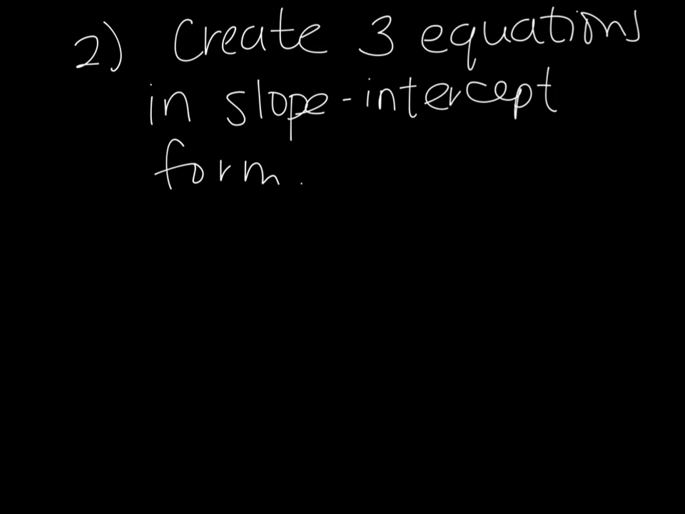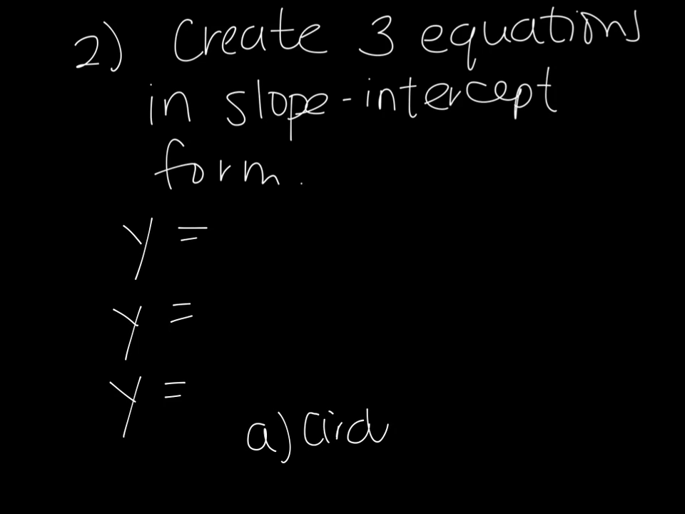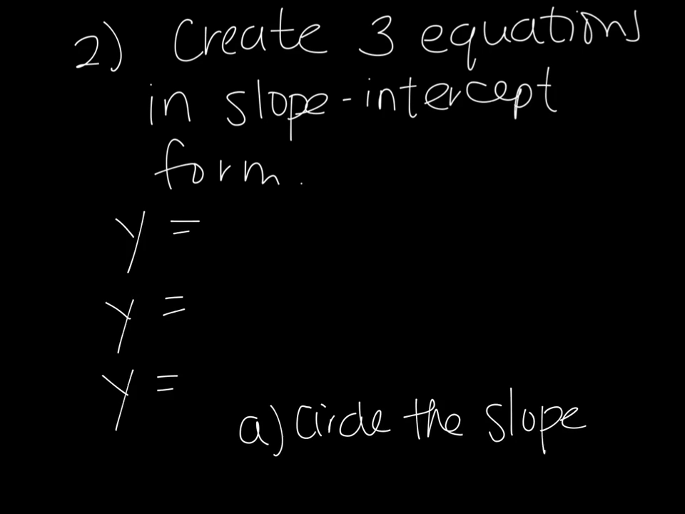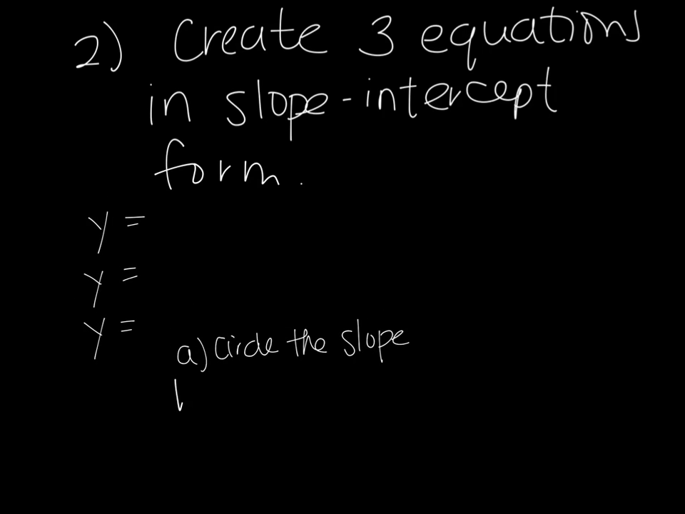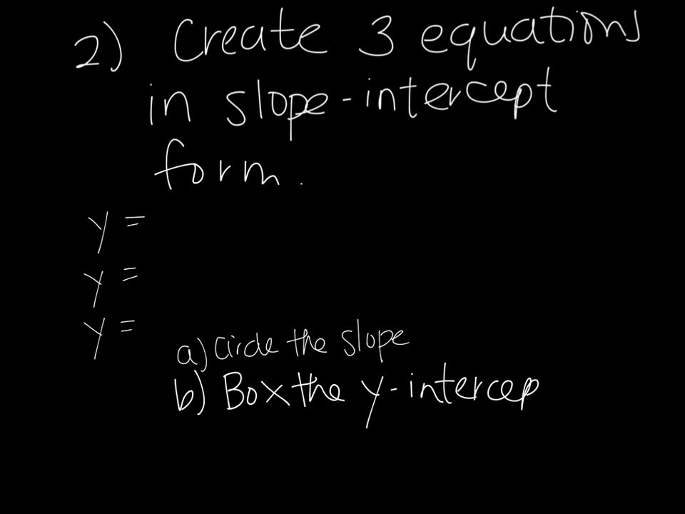Okay, number two, I want you to create three equations of your own in slope-intercept form. So you're going to have three equations, y equals whatever. And then, after you're done, I want you to circle a slope in each of them. And then I want you to box the y-intercept. Okay, so circle the slope in all three of the equations that you made up, and then box the y-intercept.